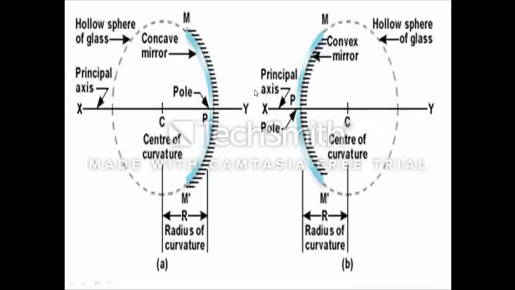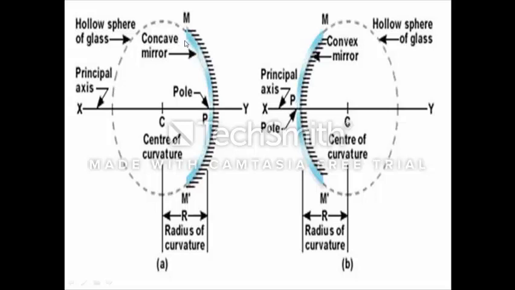Now we will see the concave mirror and the convex mirror. Here we are seeing the concave mirror. We take a hollow sphere and cut it. If the outer side is polished, then the inner side acts like our reflecting surface, and this mirror is known as our concave mirror. If the inner side is polished, then the outer side acts like a reflecting surface, and this mirror is known as our convex mirror.